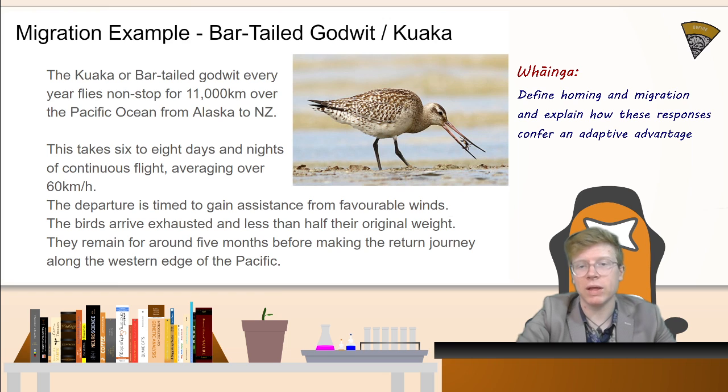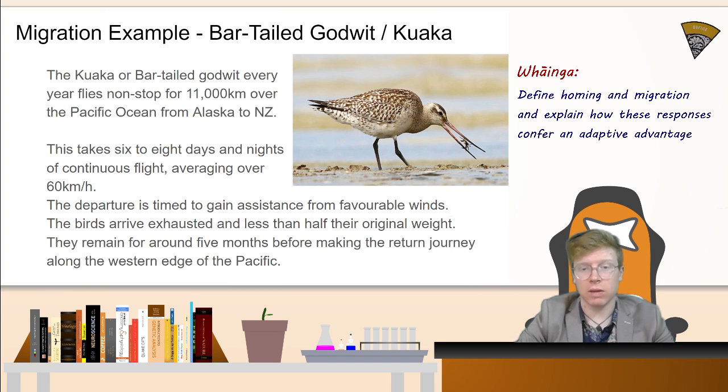We have a beautiful example. In fact, we have many examples here in New Zealand. The kuaka, or the bar-tailed godwit as it is sometimes known, every year flies enormous distances. In fact, it's one of the furthest flyers in the world in terms of the length of migration. It flies all the way from New Zealand to Alaska and back every year. That's 11,000 kilometers or thereabouts, right across the Pacific Ocean.